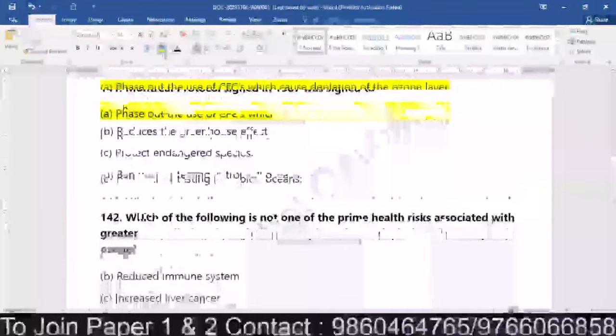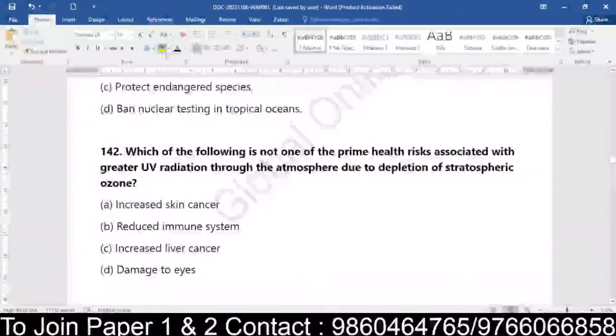Yes, okay. Coming to question number 142, which of the following is not a prime health risk associated with UV radiation due to the depletion of stratospheric ozone? So which one is not a prime health risk associated with UV radiation: increased skin cancer, reduced immune system, increased liver cancer, or damage to eyes? So which of them is not the prime health risk associated with UV radiation? 142, now we are into 142, everyone.